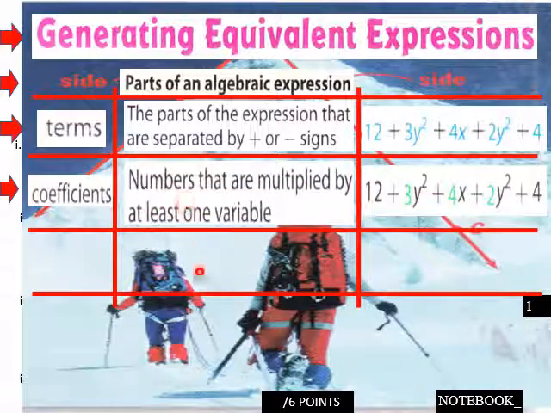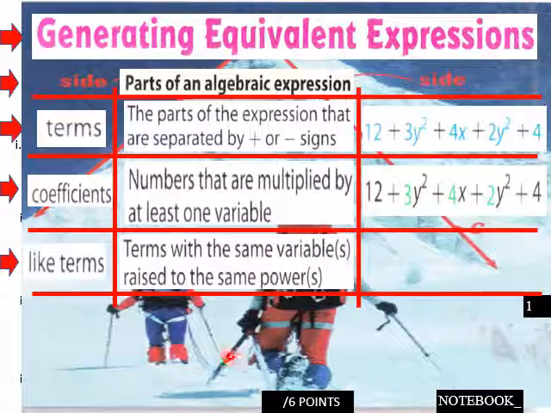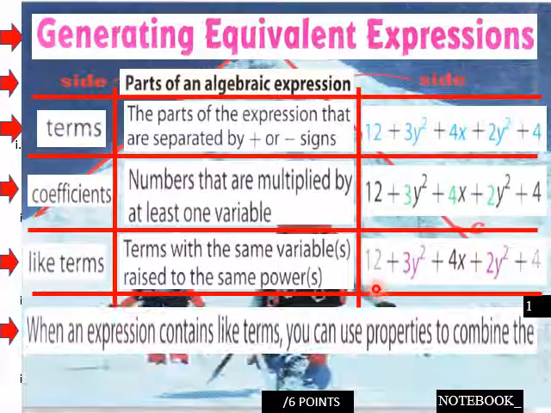Like terms are terms with the same variables raised to the same powers. So 3y squared and 2y squared are like terms. And 4x wouldn't have another like term. 12 and 4 are like terms because they're constants. When an expression contains like terms, you can use properties to combine like terms and write an equivalent expression. So you can combine them to simplify it. And simplifying is always what is asked for in writing an algebraic expression.